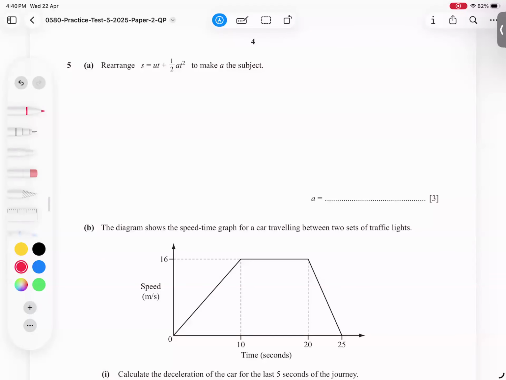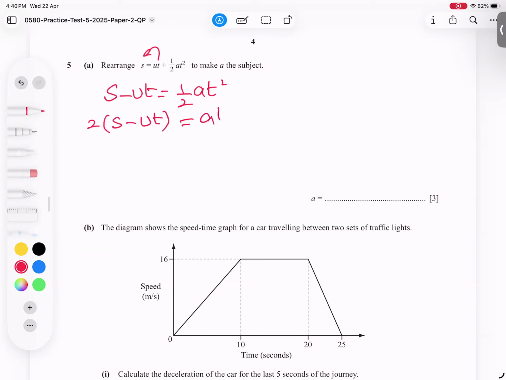Question 5: rearrange this equation to make a the subject. Where is a involved? a is involved here. So first of all, I will bring ut to the left side. s minus ut is equal to half a t squared. Now this 2 is dividing, so it will multiply over there. But the whole thing, s minus ut, you write in a bracket or you multiply inside, no problem at all. Now after that, 2 times (s minus ut), and this t squared will divide, and I got a as the subject.